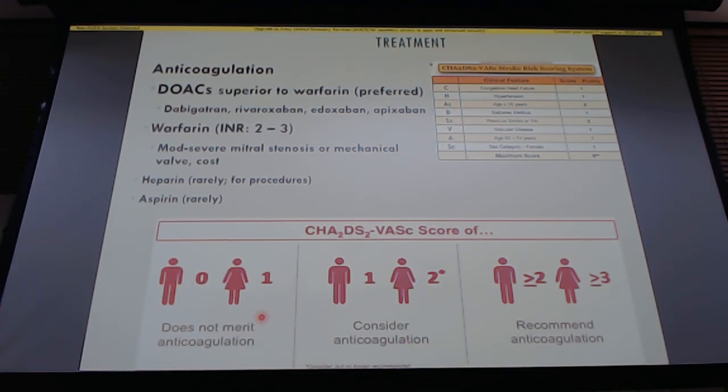Okay? So 0 for a male, 1 for a female, you don't have to do anything. 1 for a male, 2 for a female, let's consider it. Anything over that, anticoagulate. And what do we prefer to use? DOAC. All right.